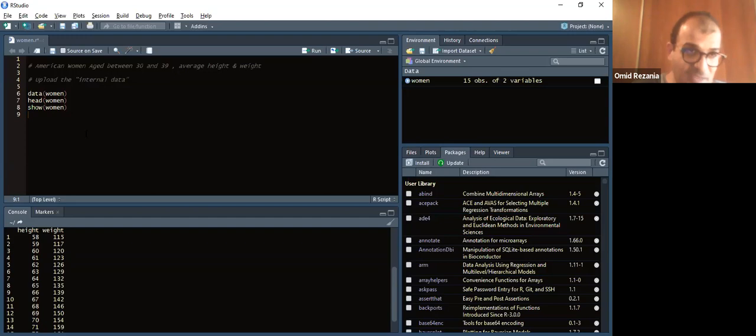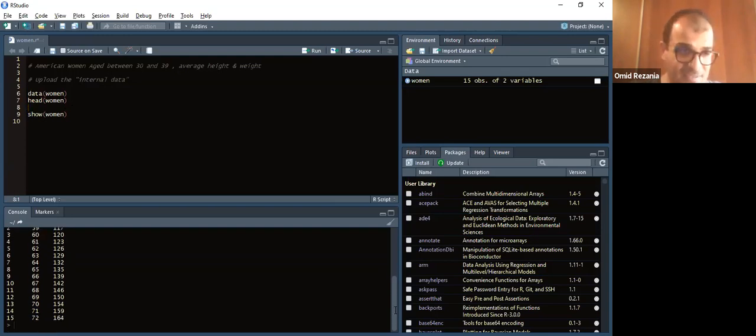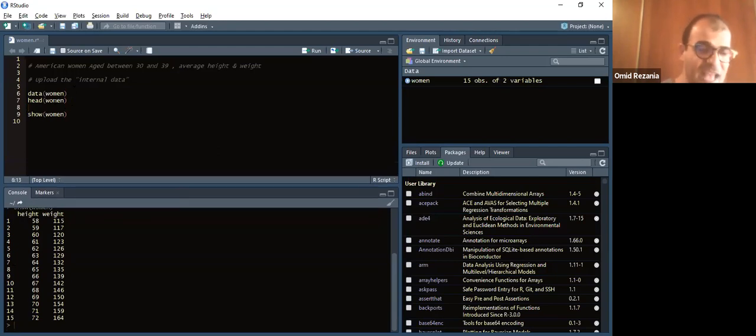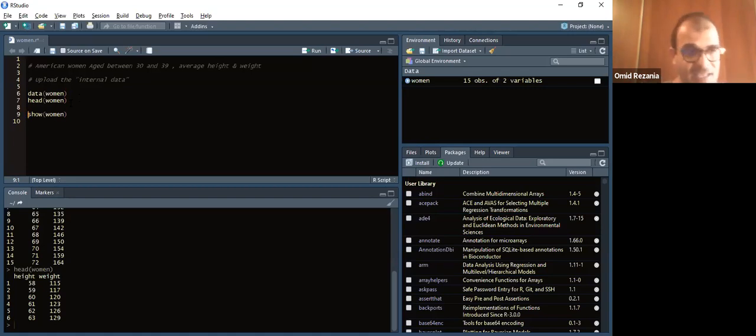You see, when you write this command, which is show parentheses women, it shows you all data sets. You see that you have 15 women, one going all the way to 15, and for each one you have its height and its weight. But in case you are working with huge data sets, that's what we call the head. The head gives you the head of the data. When I run the head, I get only the first 6 women, height and weight.